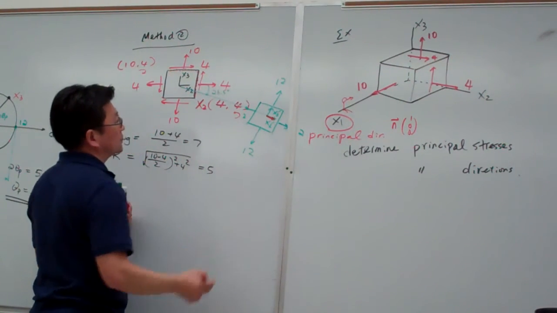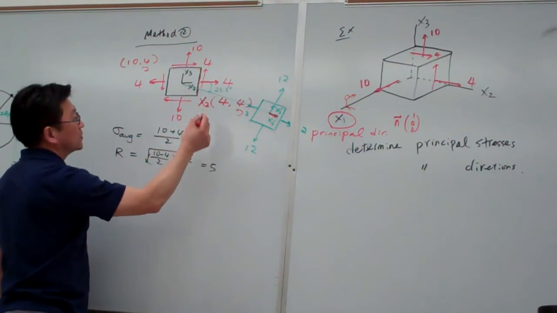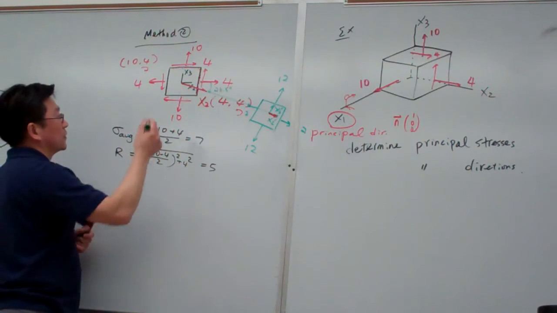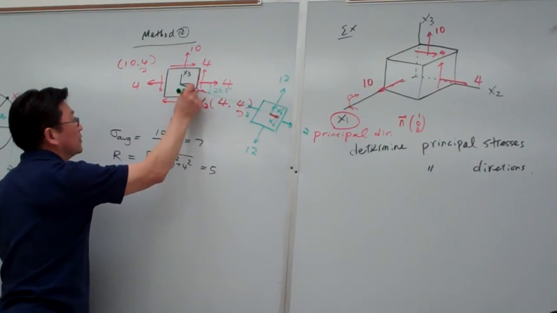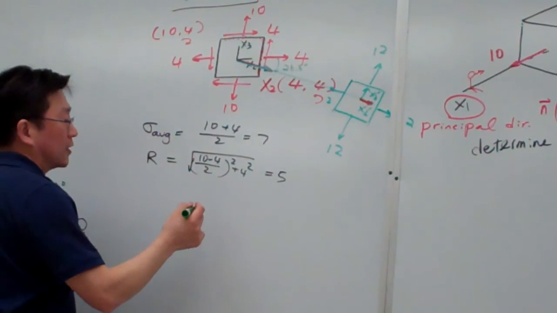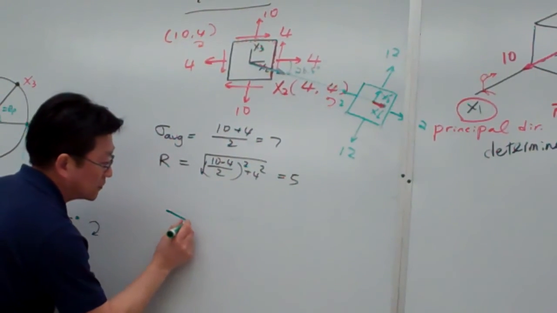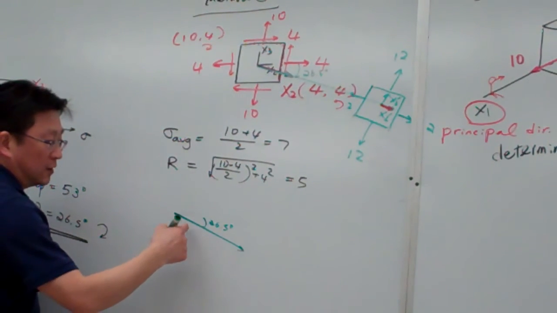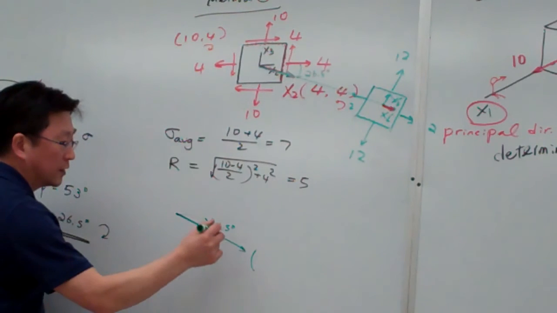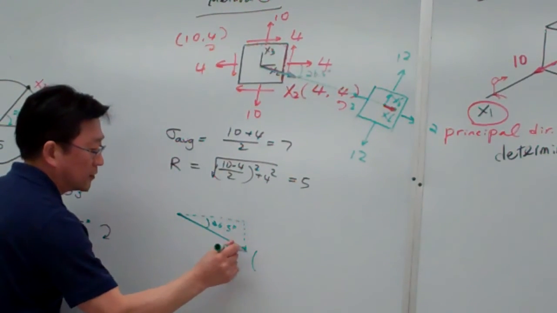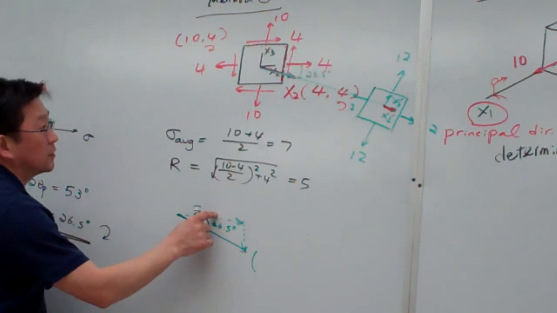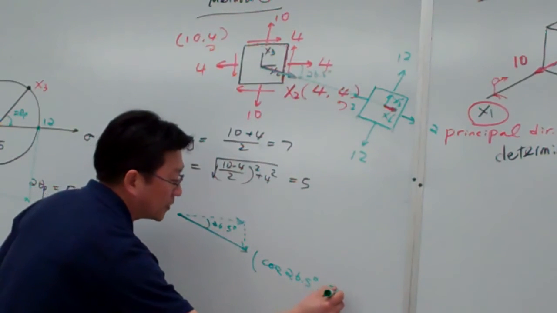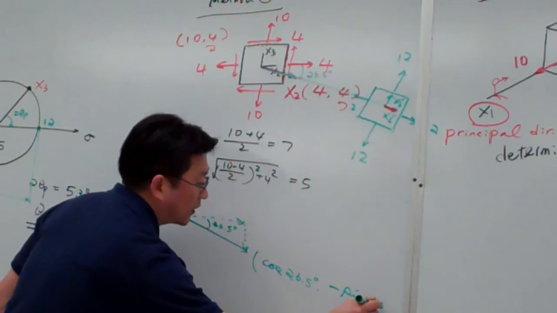Okay, and now I'm going to write the second one. What is this direction? That direction simply is given by this direction, right? Look at this carefully. This is the direction, and that direction is how much? Let me draw that here. This direction is 26.5 degrees. In terms of the 2D, it has 2 components, this one and this one. This one is cosine 26.5 degrees, and this one is minus sine 26.5 degrees.